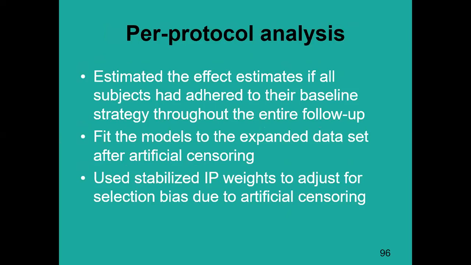For per-protocol analysis, we estimate the effect as if all subjects had adhered to their baseline strategy throughout the entire follow-up. So that's the idea of per-protocol, right? We fit the models to the expanded data set after artificial censoring. The key idea is that for both intention-to-treat and per-protocol analysis, you want to apply it to the expanded data set, not the original data set. The cloned data set with copies is the one you want to use for the final analysis.